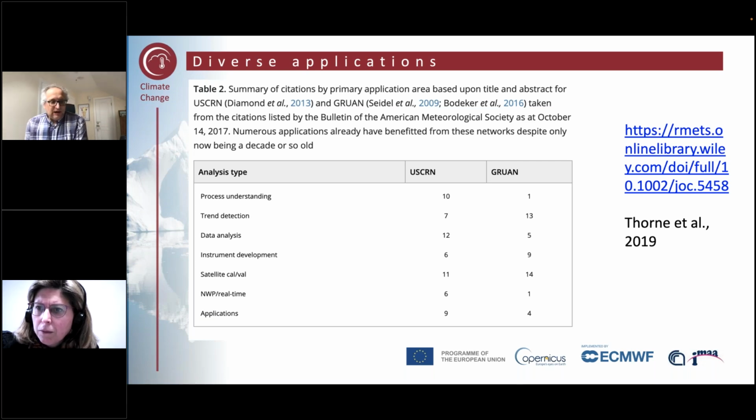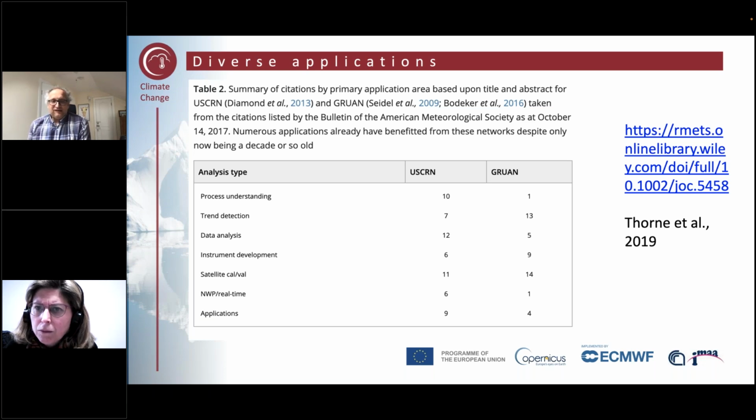So in preparing for the GSRN paper that Andrea mentioned in his talk, we did go through and do a literature review on the applications of two reference networks. So GRUAN I've been talking about a bit, but there's also the US Climate Reference Network, which is a surface reference network. And this just gives an idea of the types of applications that these different reference networks have been used in. And it's fairly broad, and it's more than just satellite calibration validation.